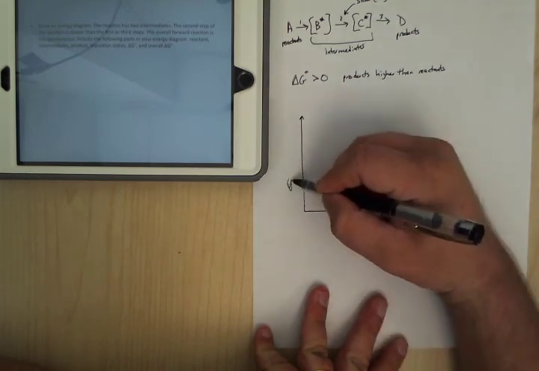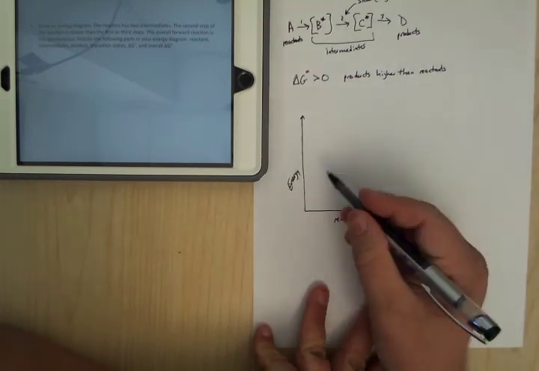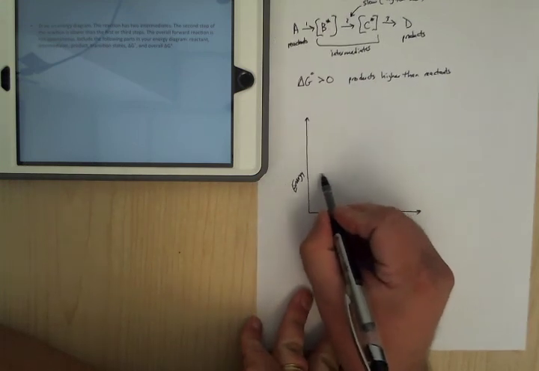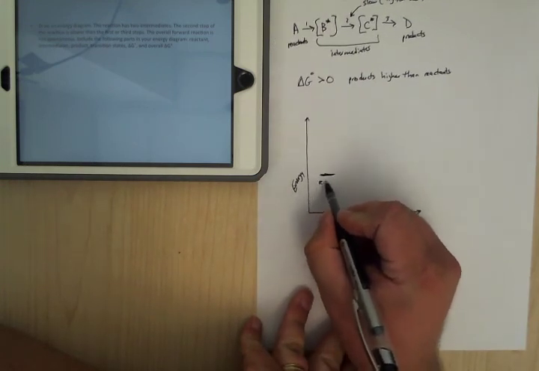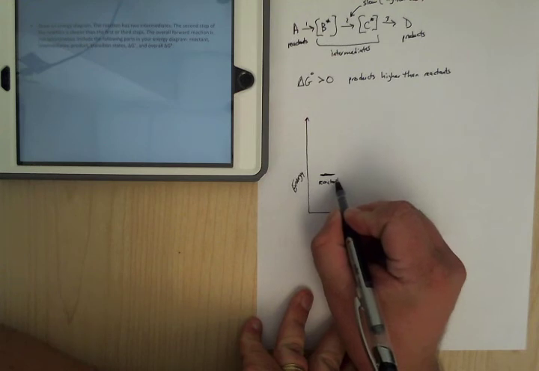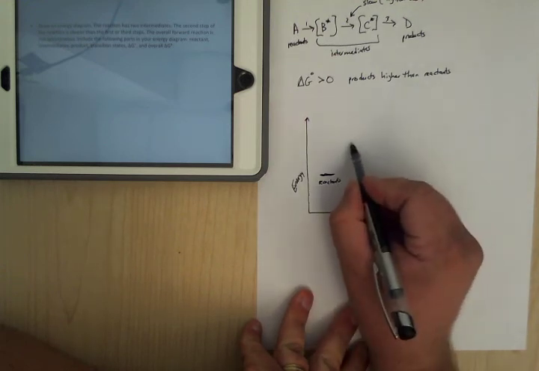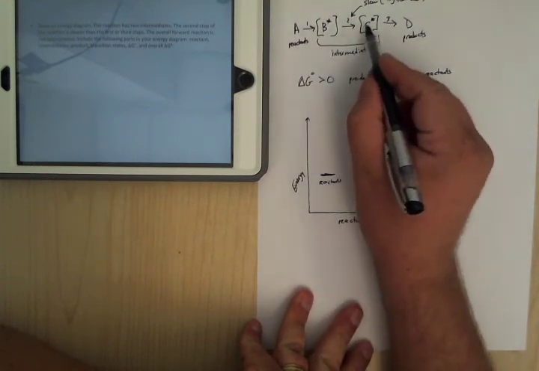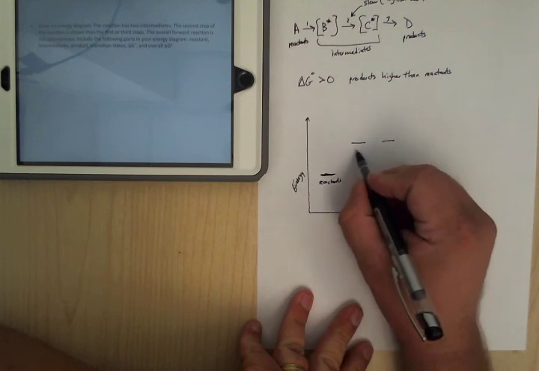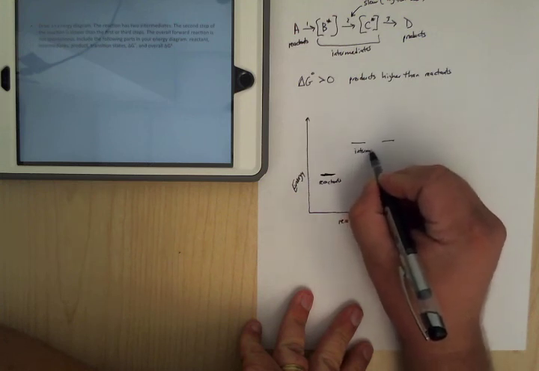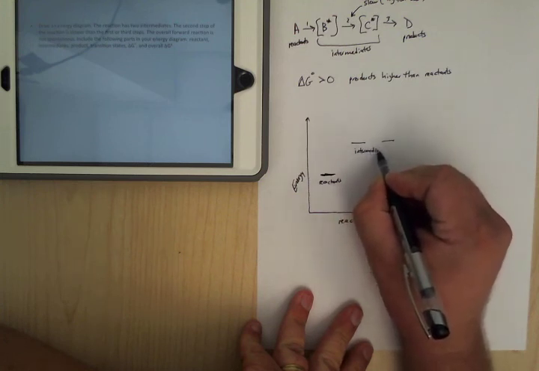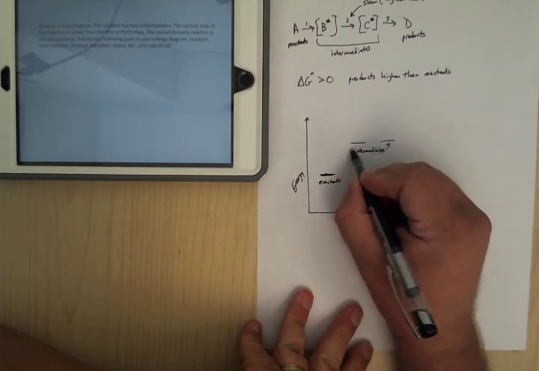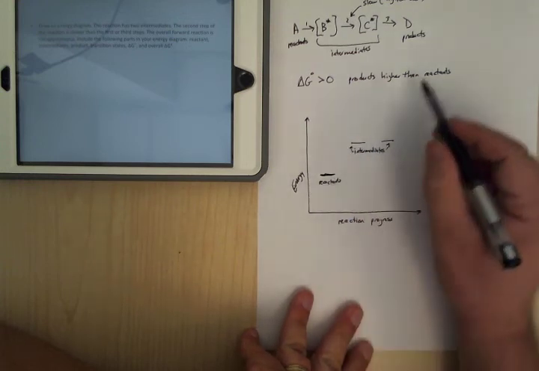This is energy. Right, so here we go. So we're going to start here. So that's reactants, and so you're going to have two intermediates here. So these are there and there, and then the products.